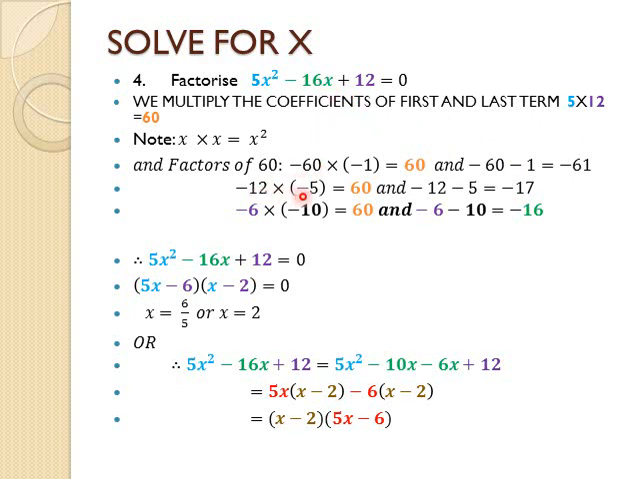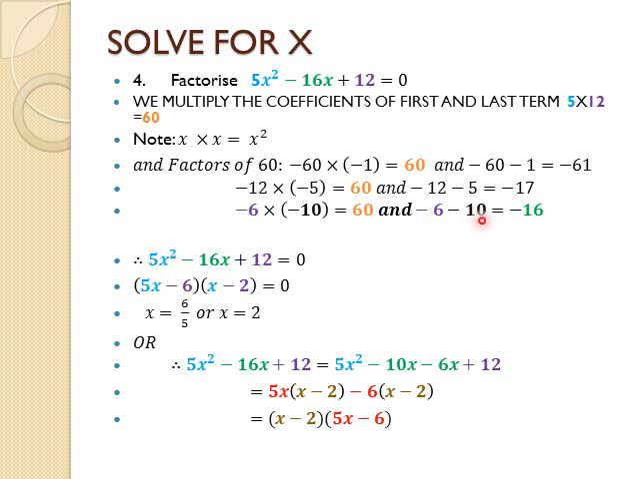Negative 12 times negative 5 will also give me positive 60, but minus 12 minus 5 would give me negative 17. If I say minus 6 times negative 10 gives me 60, but minus 6 minus 10 gives me the negative 16 I'm looking for. So I'm going to have factors that contain minus 6 and minus 10. I have to break up, as you can see there.